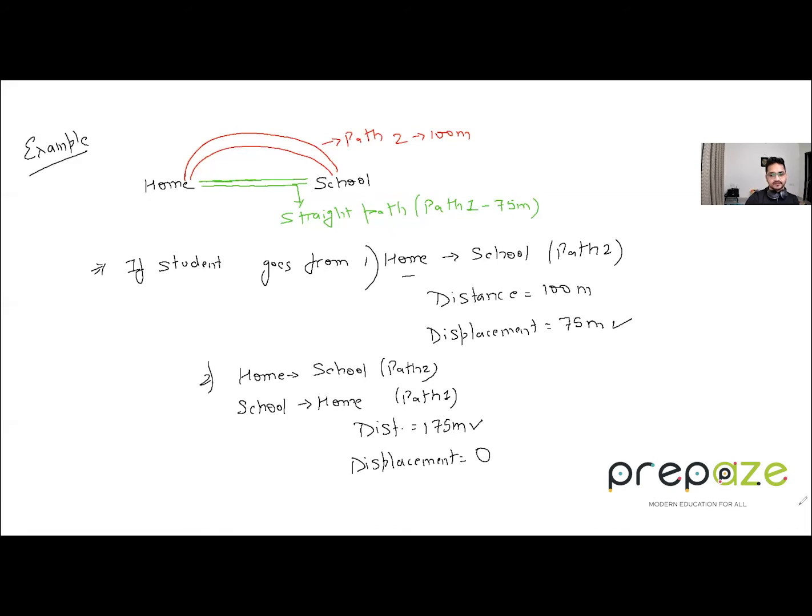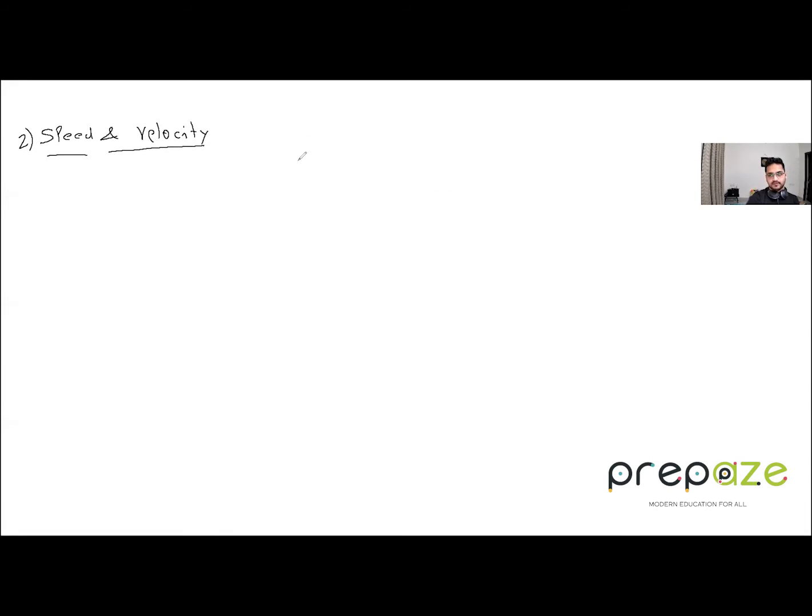Now let's move further. Now we'll be doing the concepts of speed and velocity. What is speed? Let's study that first. Speed is basically the distance traveled over time. Distance traveled is measured in meters and time is measured in seconds. So what is the SI unit of this? It is meter per second.